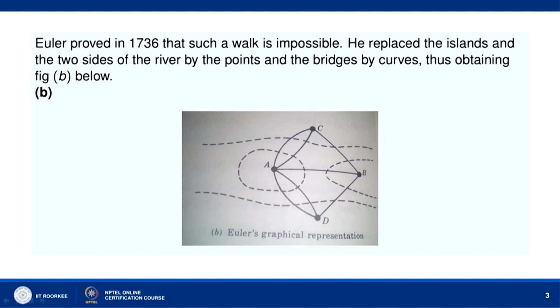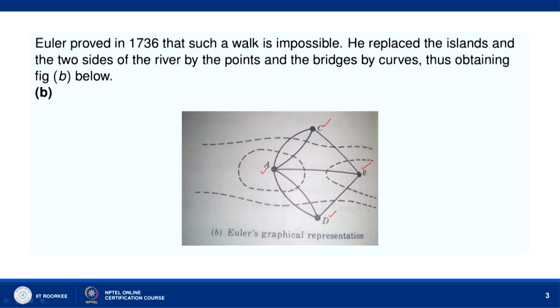He replaced the islands by means of points A and B, and the two sides of the river by means of points C and D, and the bridges he represented by curves. Then he obtained this graph.